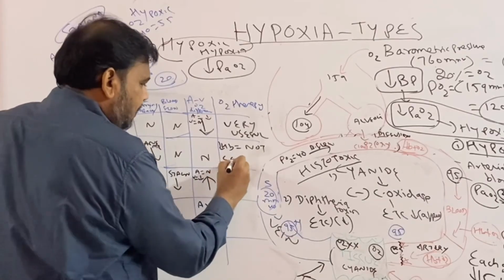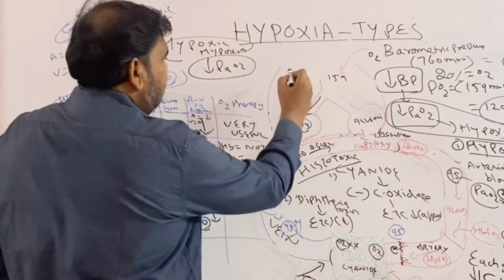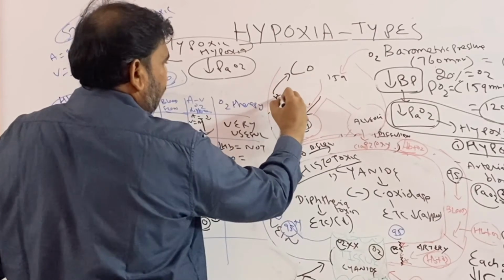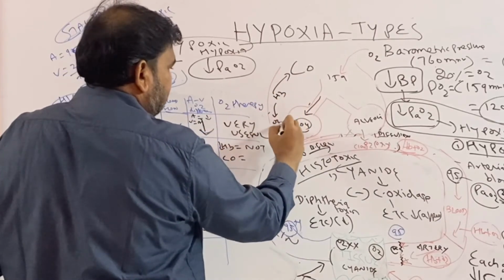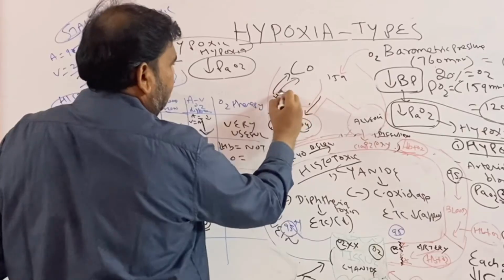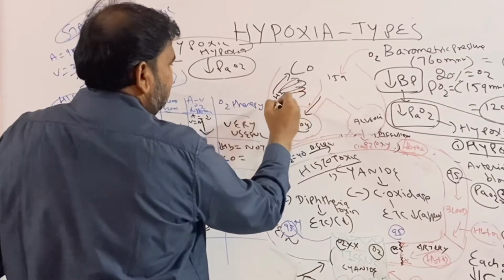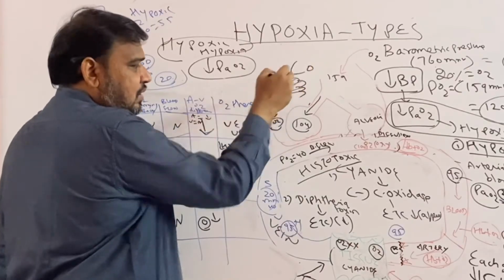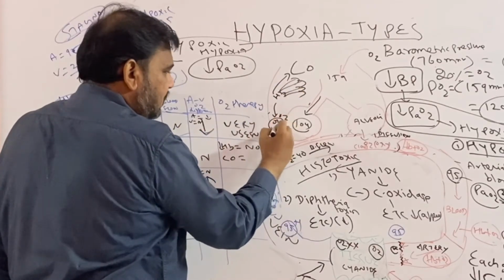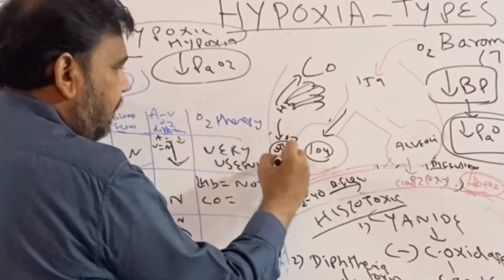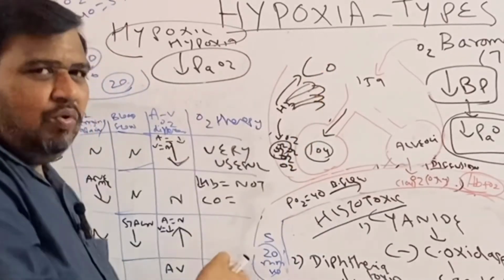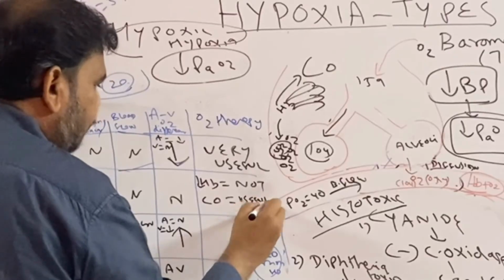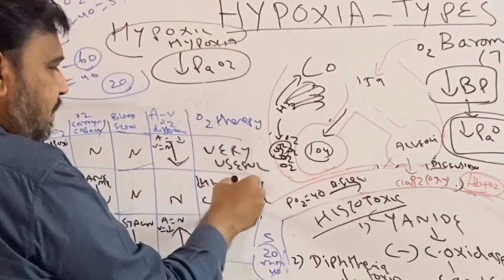In carbon monoxide poisoning, I already told, hemoglobin is more bonding towards carbon monoxide, not bonding towards oxygen. Hemoglobin has 200 times more affinity for carbon monoxide. But when I give more oxygen, what happens? I am trying to take some hemoglobin. So it can be useful, not very useful like hypoxic hypoxia, but can be useful.